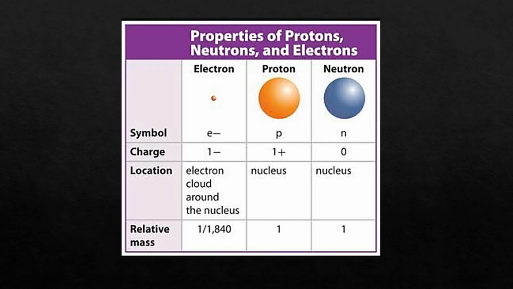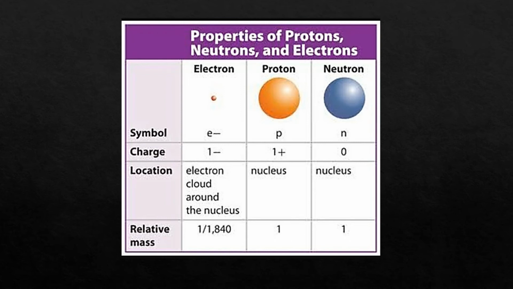Let us take a look back at the properties of electrons, protons, and neutrons. As you can see here, in terms of size, the electron is the smallest, followed by the proton, which is bigger, and the biggest is the neutron. Of course, the charges differ, because the electron is negative, the proton is positive, and the neutron is actually 0. The location of the electron is in the cloud around the nucleus. The proton is at the nucleus, and so is the neutron.